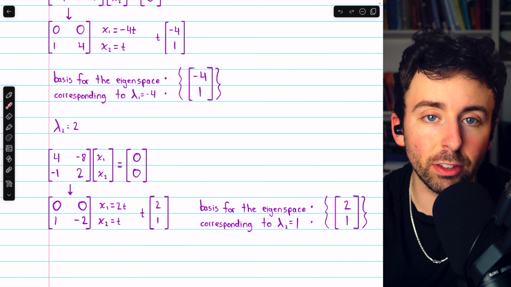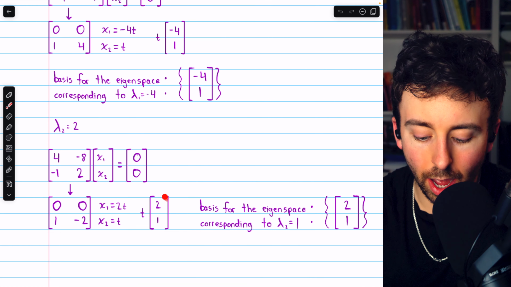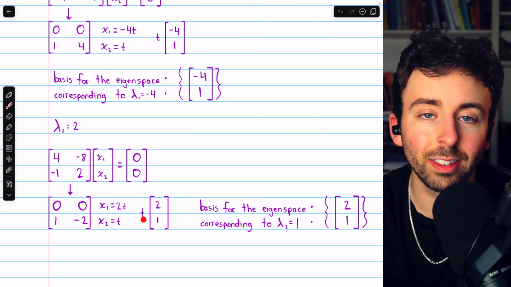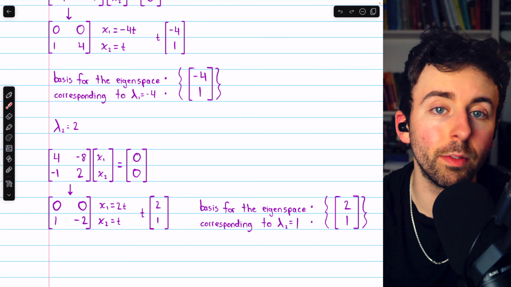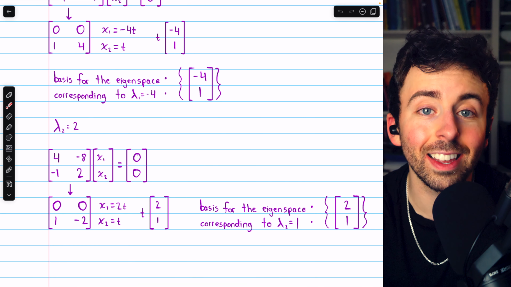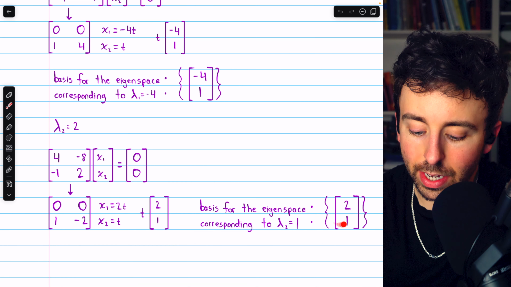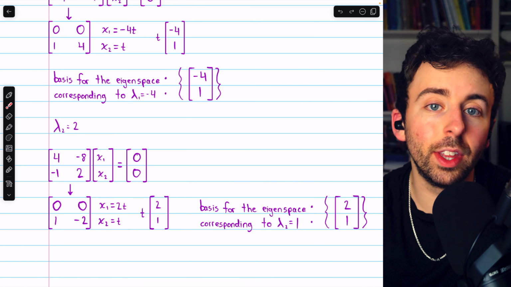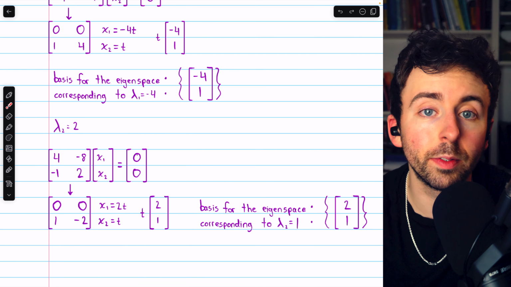Hence, the eigenspace is spanned by the scalar multiples of the vector 2, 1. Any vector of this form, 2, 1, multiplied by some scalar multiple, is going to be in the eigenspace. It's an eigenvector corresponding to this eigenvalue. Hence, this vector, 2, 1, is the only vector that we need to form our basis for the eigenspace. Again, this eigenspace would be a line through the origin. It's a subspace of R squared.